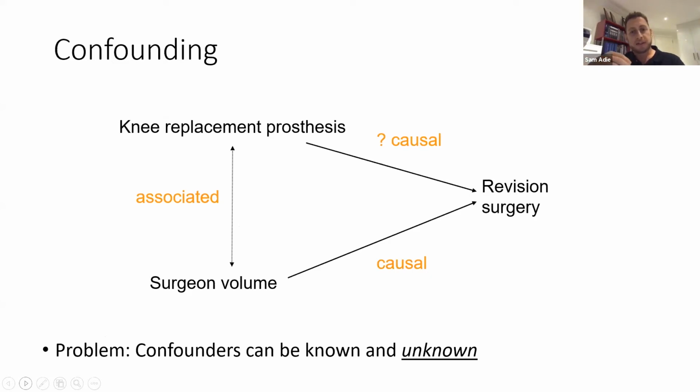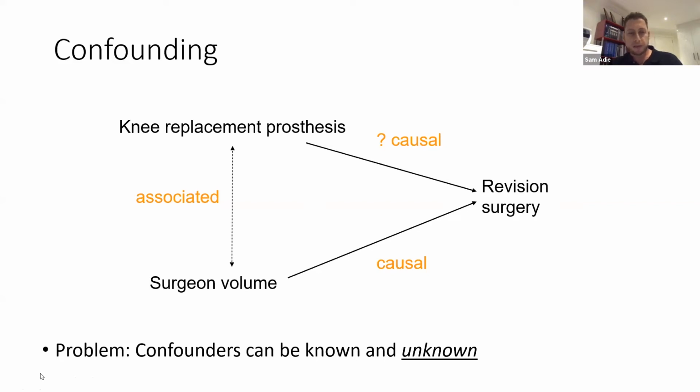When I'm trying to examine if there's a causal relationship between, in this example, a specific type of knee replacement prosthesis and revision surgery, I might observe that association in a study, but if I ignore the confounding effects of, for example, surgeon volume, I might miss the fact that there's an association between surgeon volume and a specific type of knee replacement. So surgeons with higher volume, for example, might be using a specific type of knee replacement. And we know that both of those things can be causally related to revision surgery. So that's just one specific example of confounding.